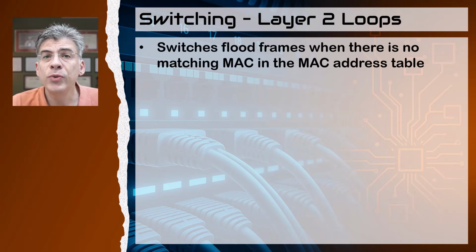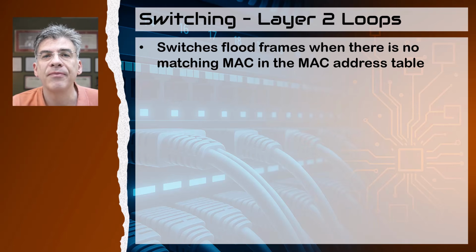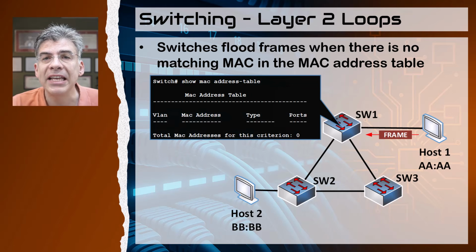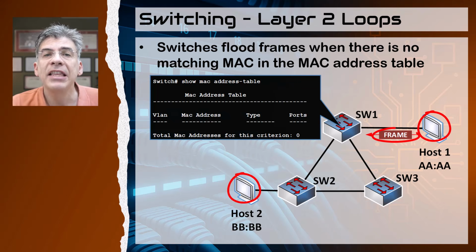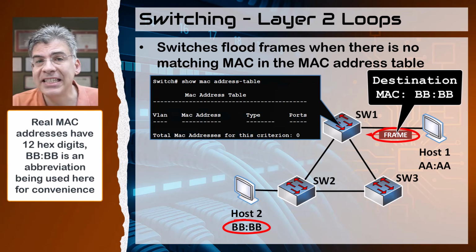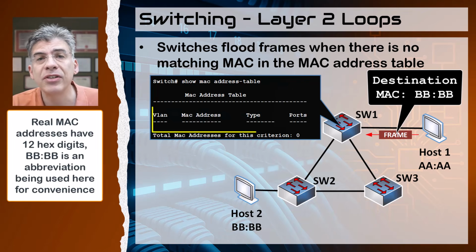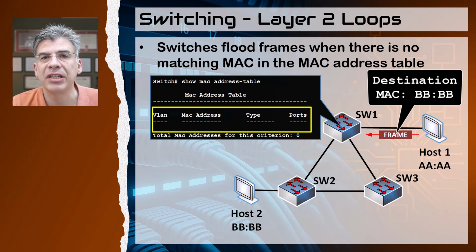Why? Switches are designed to flood frames on all their ports when there's no matching MAC address in their MAC address table. We've already seen that in a previous video in this series. So if there's a loop like this, for any communication from host A to host B, this frame here will have a destination MAC address of BBBB. Now, assuming this is the first communication on the network, the MAC address table of the switches will be empty, as you can see here.